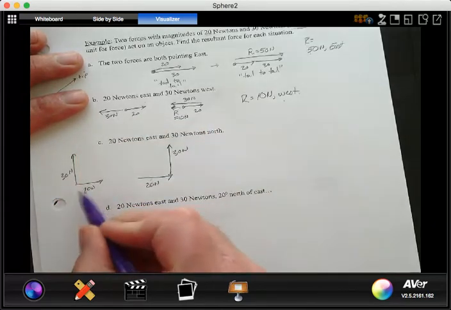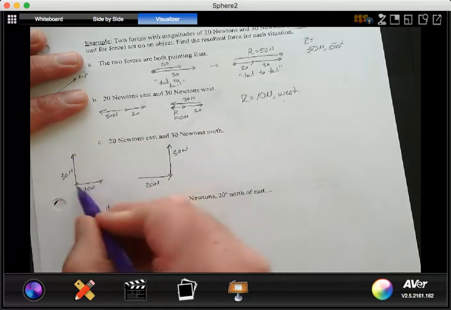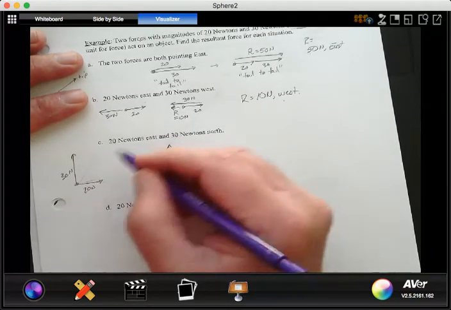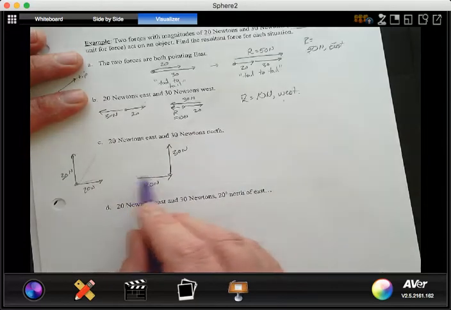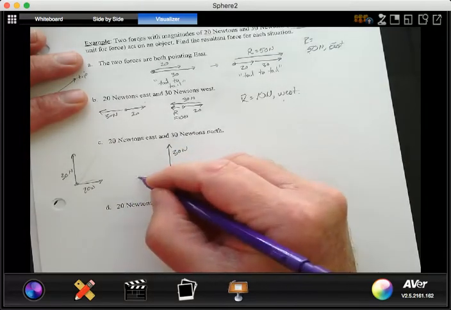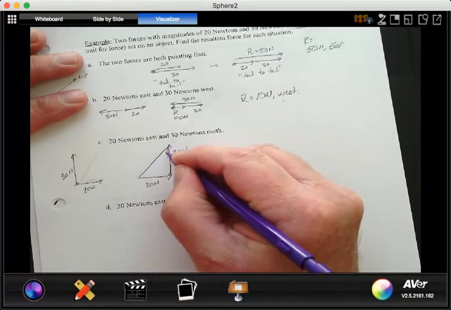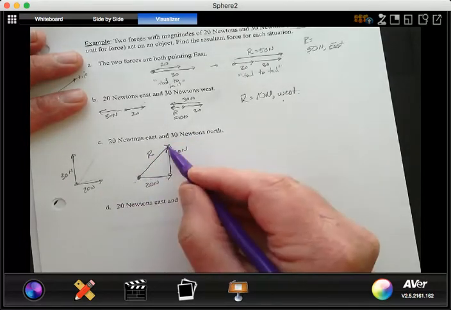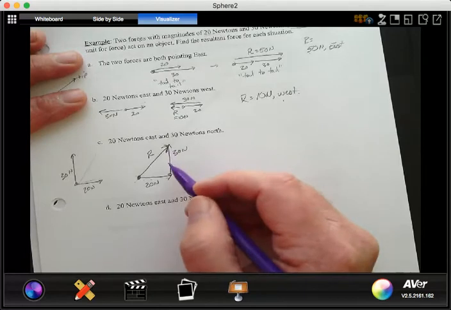And let's think about this. If there's an object here and somebody's pulling it 30 this way and 20 that way, I'm going to end up going off this way somewhere. To know exactly where, I slide the 30 over so they're tip to tail, and then there is my resultant. And remember, you always draw it from the origin to the last vector you just drew, to the tip of the one that you moved.